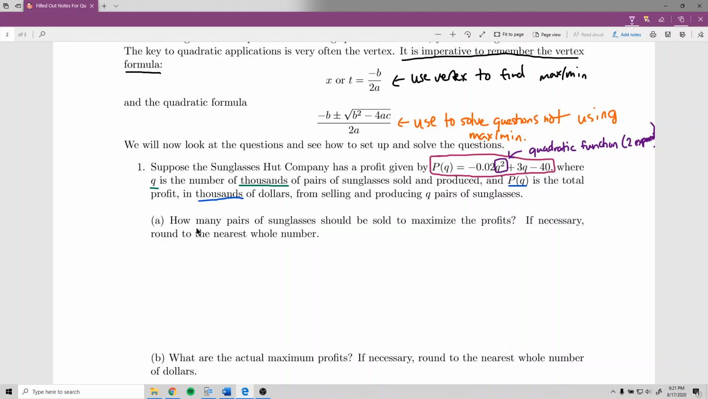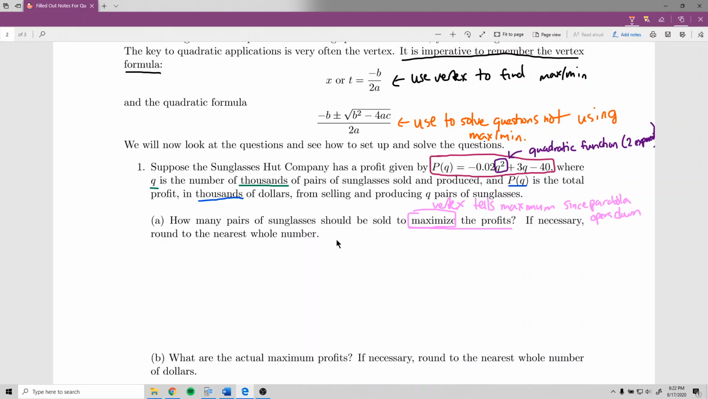All right, so the first part of the question asks, how many pairs of sunglasses should be sold to maximize the profits? Right, as soon as you see this word maximize, you should be thinking of vertex, because that is what is going to tell you the maximum. So the vertex tells the maximum. Notice that this parabola opens down, so it's going to go along with it. It's not going to ask for the minimum if it opens down. It has to go with the maximum. But we can go ahead and write it in since the parabola opens down.